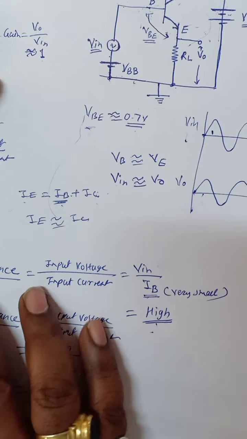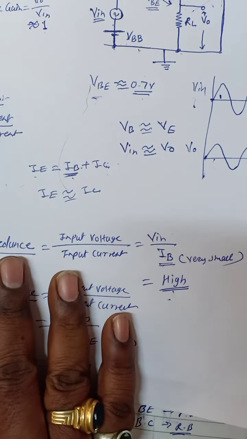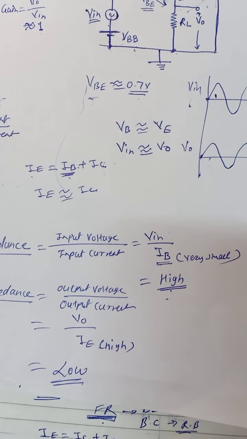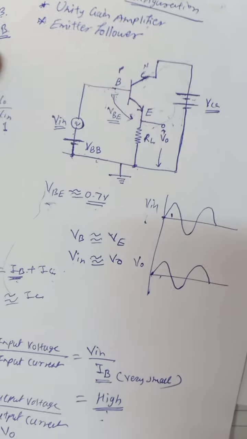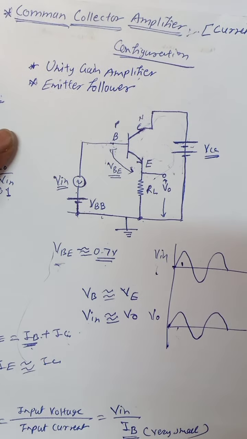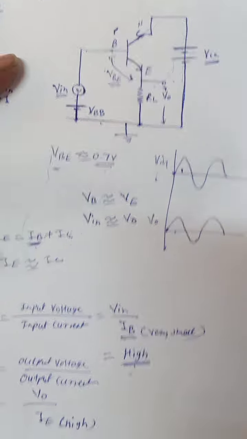Okay, so we are going to stop here now. One by one we are going to complete the three configurations. Last time we completed the common base, this is the common collector, and next we are going to see the common emitter.